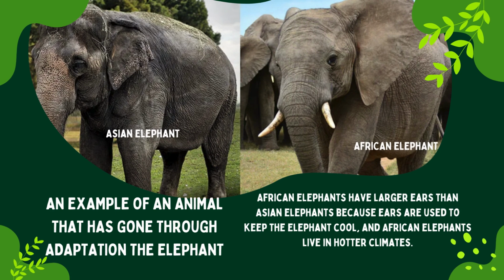An example of an animal that's gone through adaptation is the elephant. African elephants have larger ears than Asian elephants because ears are used to keep the elephant cool, and African elephants live in hotter climates. Check out the image at the top on the left side. You can see that the Asian elephant's ears are tremendously smaller than those in the right image of the African elephant.